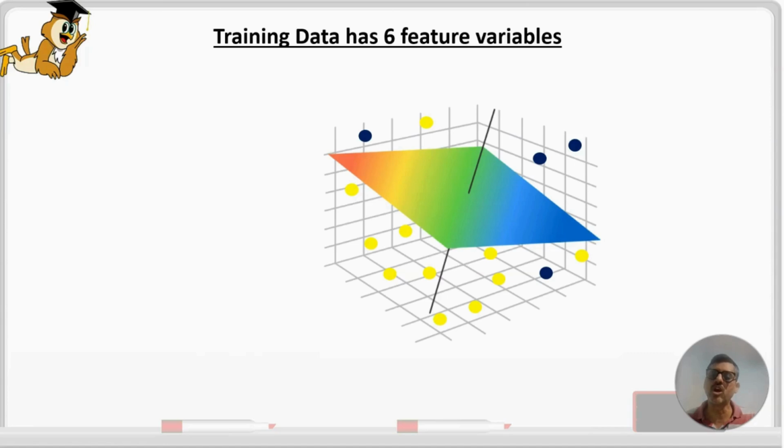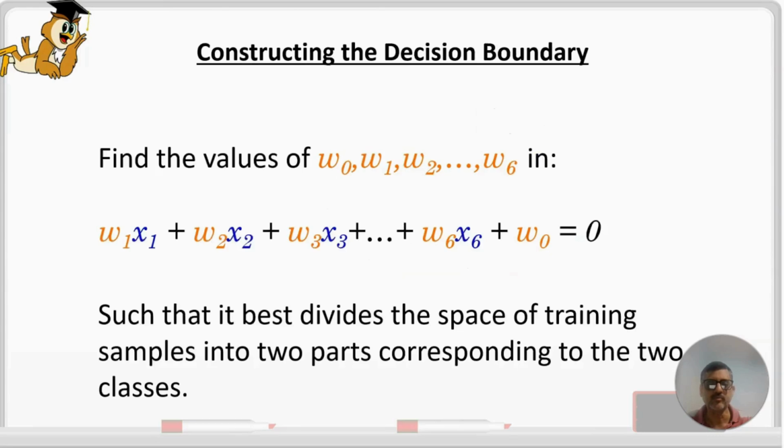So let's say the yellow dots were candidates who were rejected and the blue dots were candidates who were selected, right? And what you have to do here is, of course, I keep repeating this over and over, find the best plane that gives you a separation between the blue dots and the yellow dots.